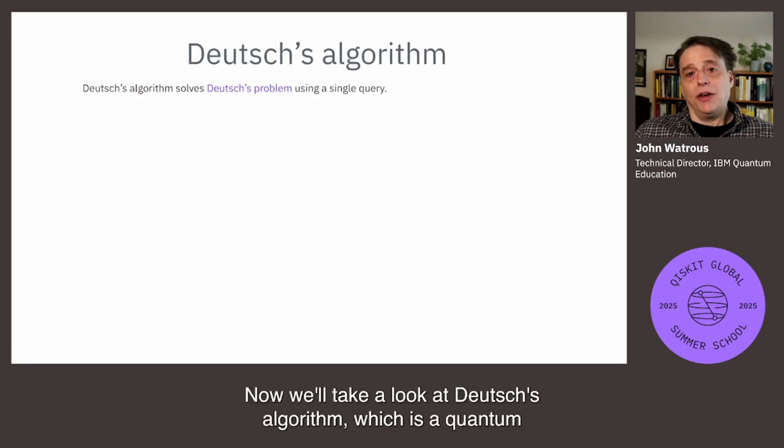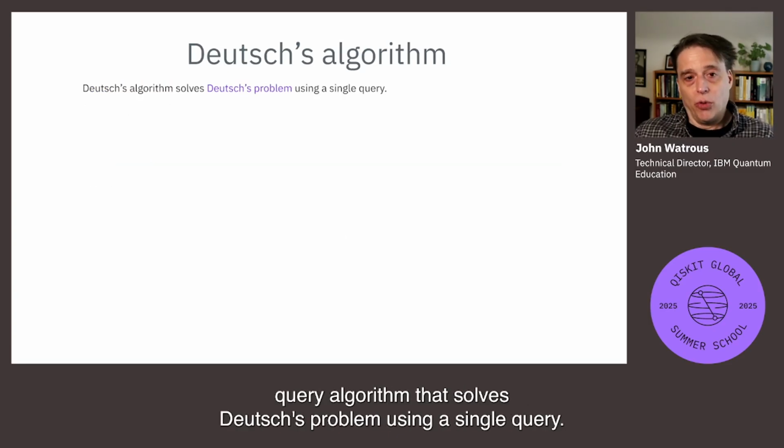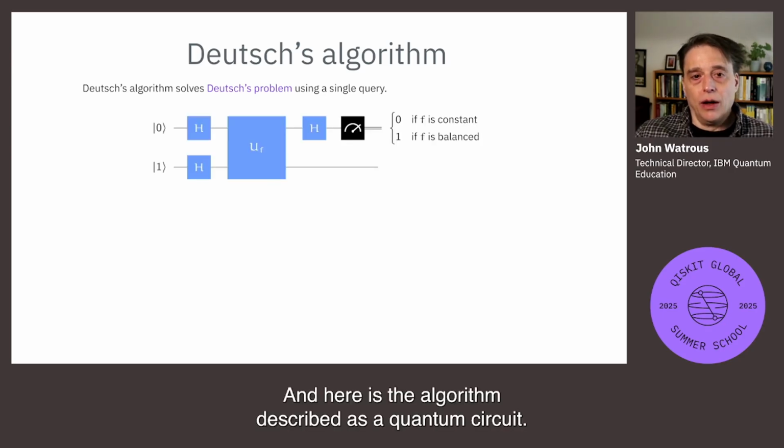Now we'll take a look at Deutsch's algorithm, which is a quantum query algorithm that solves Deutsch's problem using a single query. And here is the algorithm described as a quantum circuit.